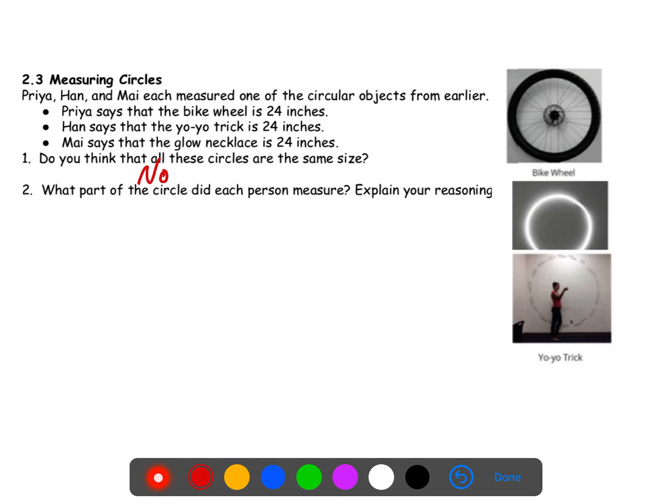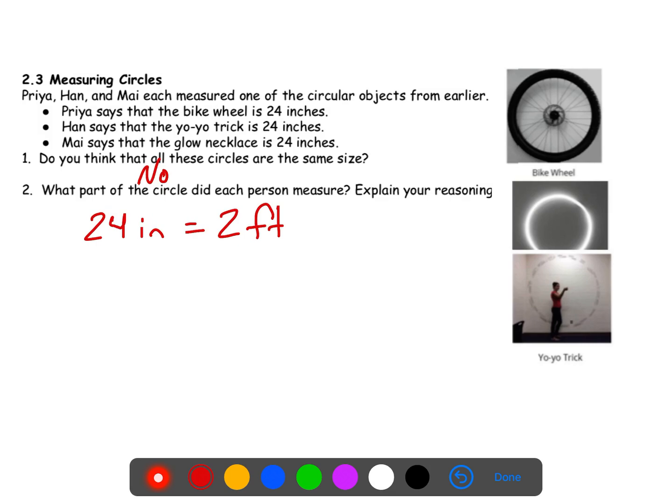So 24 inches, that's equivalent to 2 feet, 2 rulers. A standard ruler is 1 foot long. So imagine what that would look like. That might be about the length of your forearm from the tip of your fingers to your elbow, will be about 2 feet.